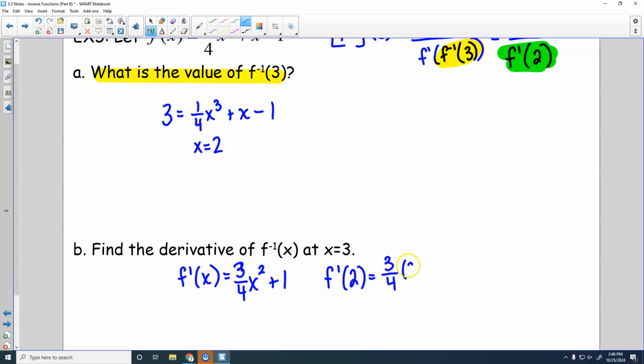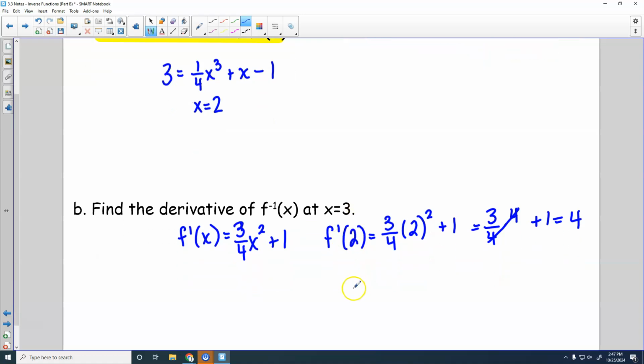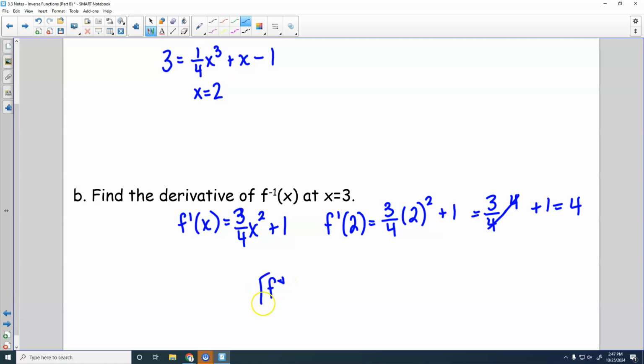So 3/4 times 3 squared. No, I'm sorry, we're plugging in 2, aren't we? 3/4, because it's the x coordinate there. 3/4 times 2 squared plus 1. 2 squared is 4, so 3/4 times 4 plus 1. The 4's just cancel there, and you'll get 4 as your answer for F prime of 2. But the derivative, so F inverse prime at 3 is going to equal 1/4.